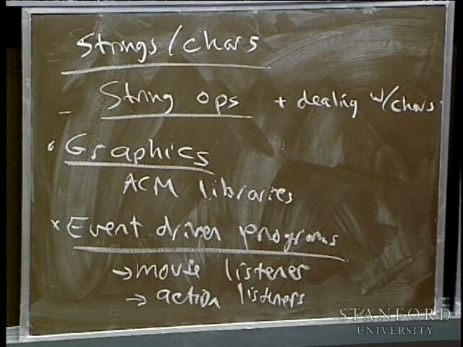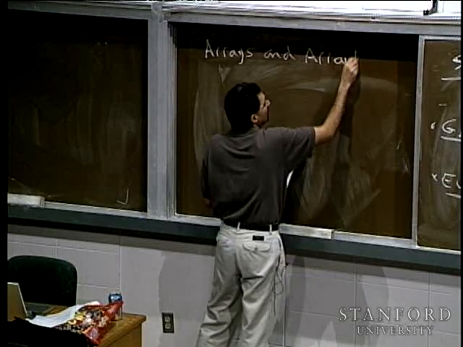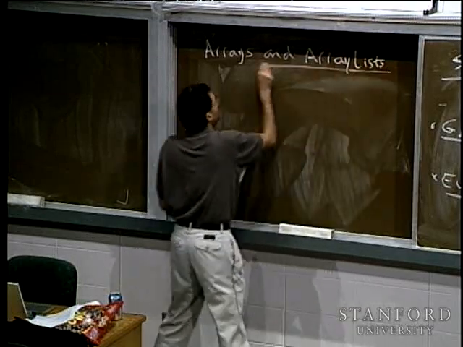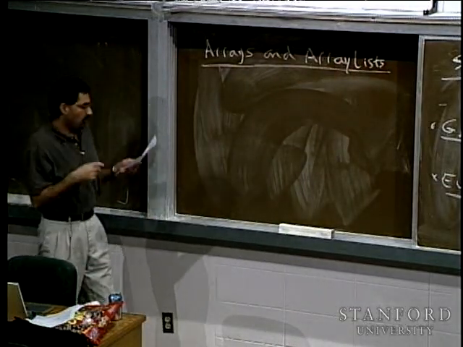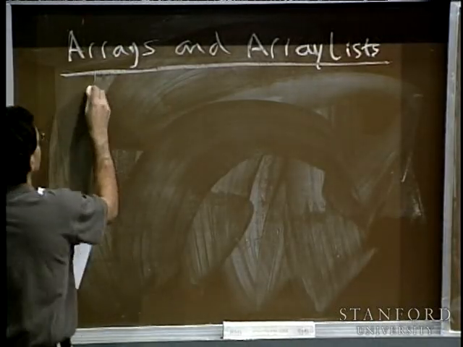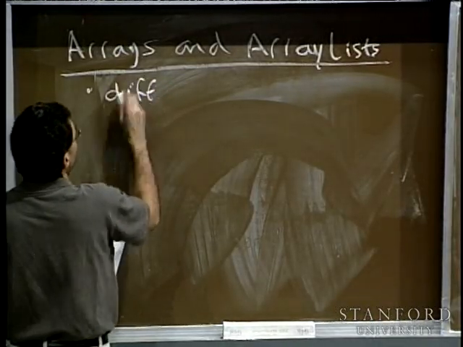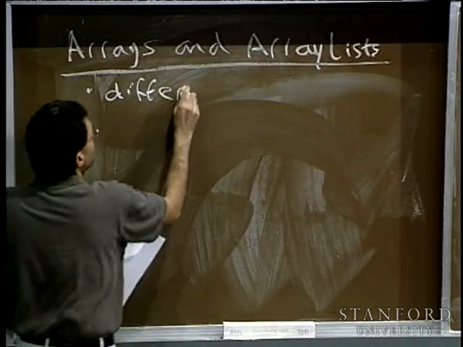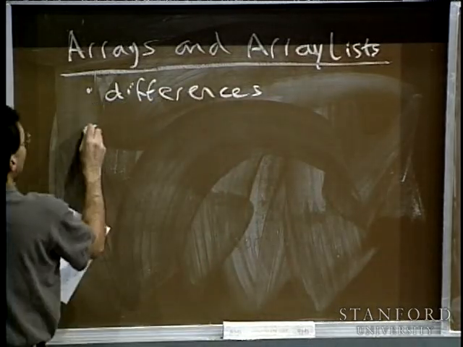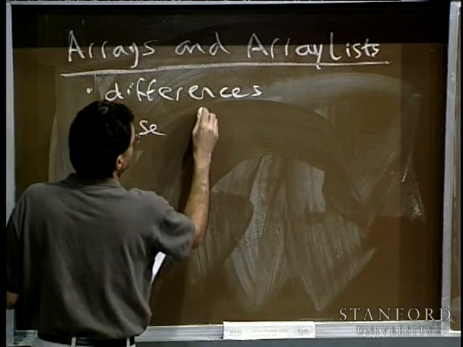Okay? So other kinds of stuff. Then we got into the worlds of data structures, and we had arrays and array lists. These are also fair game for the final. And so some things you should know are the differences, for example, between arrays and array lists, and when it is appropriate to use one of them versus the other.